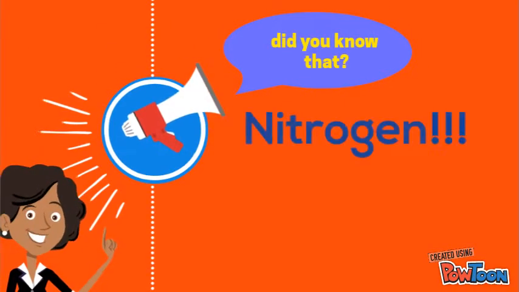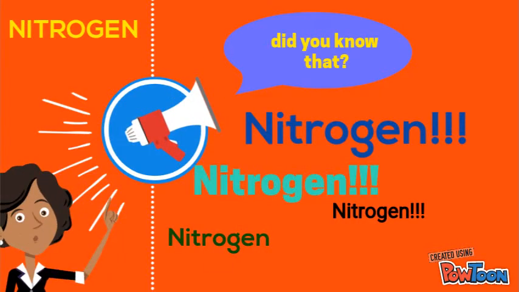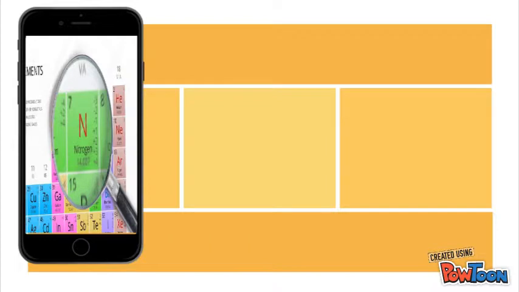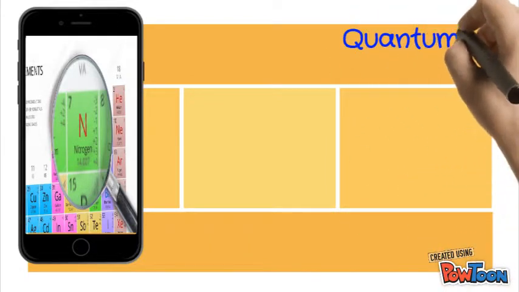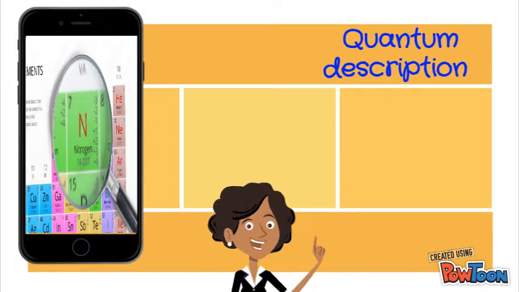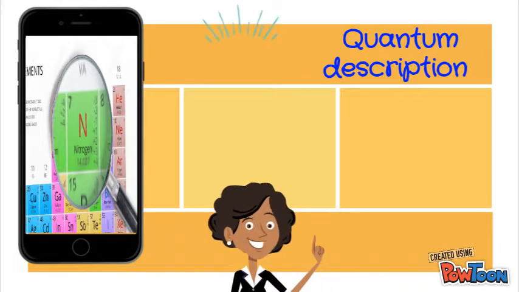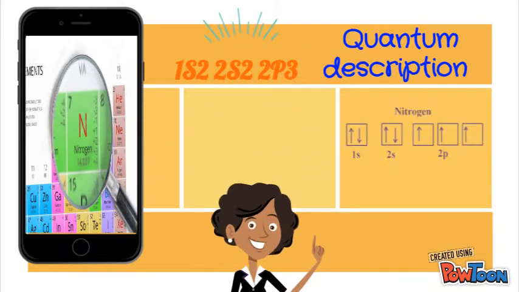Did you know that nitrogen is in group 5A of the periodic table? We can also get its quantum numbers through its electronic configuration, specifically in its outer valence layer, but in this case, it's 1s2, 2s2, 2p3. We observe that its valence is 5.